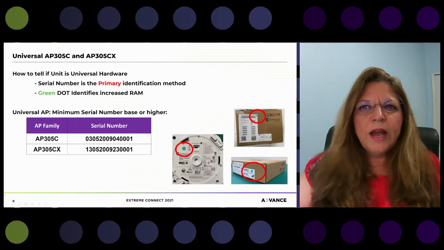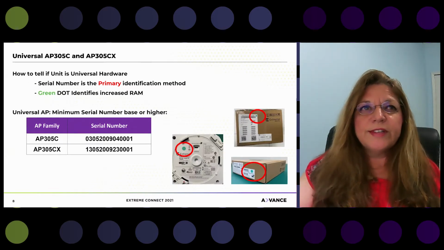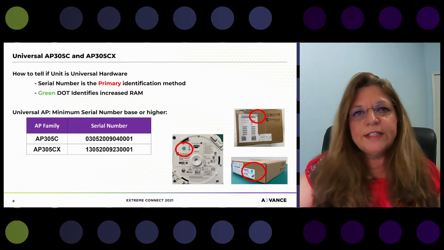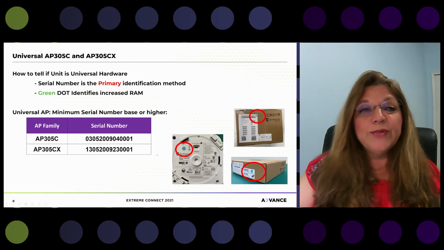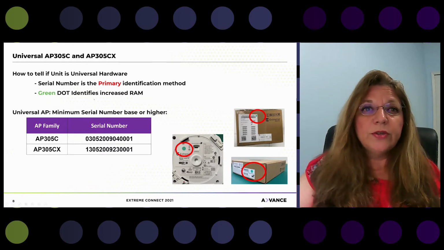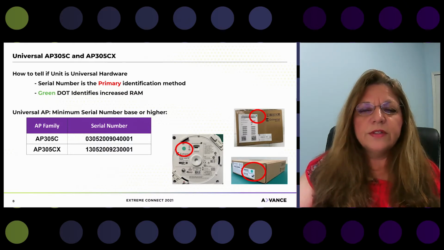So let's talk about how you identify. We kept the part numbers the same. And when I say we kept the part numbers the same, the AP305C and the CX have the same part numbers, but how do you tell if they're universal? You can tell by the serial number, and we call it the green dot on the outside of the box or on the regulatory label. Anything above this serial number and higher is universal for the 305C and CX. And we launched this in March 2021. Again, the serial number and the green dot.